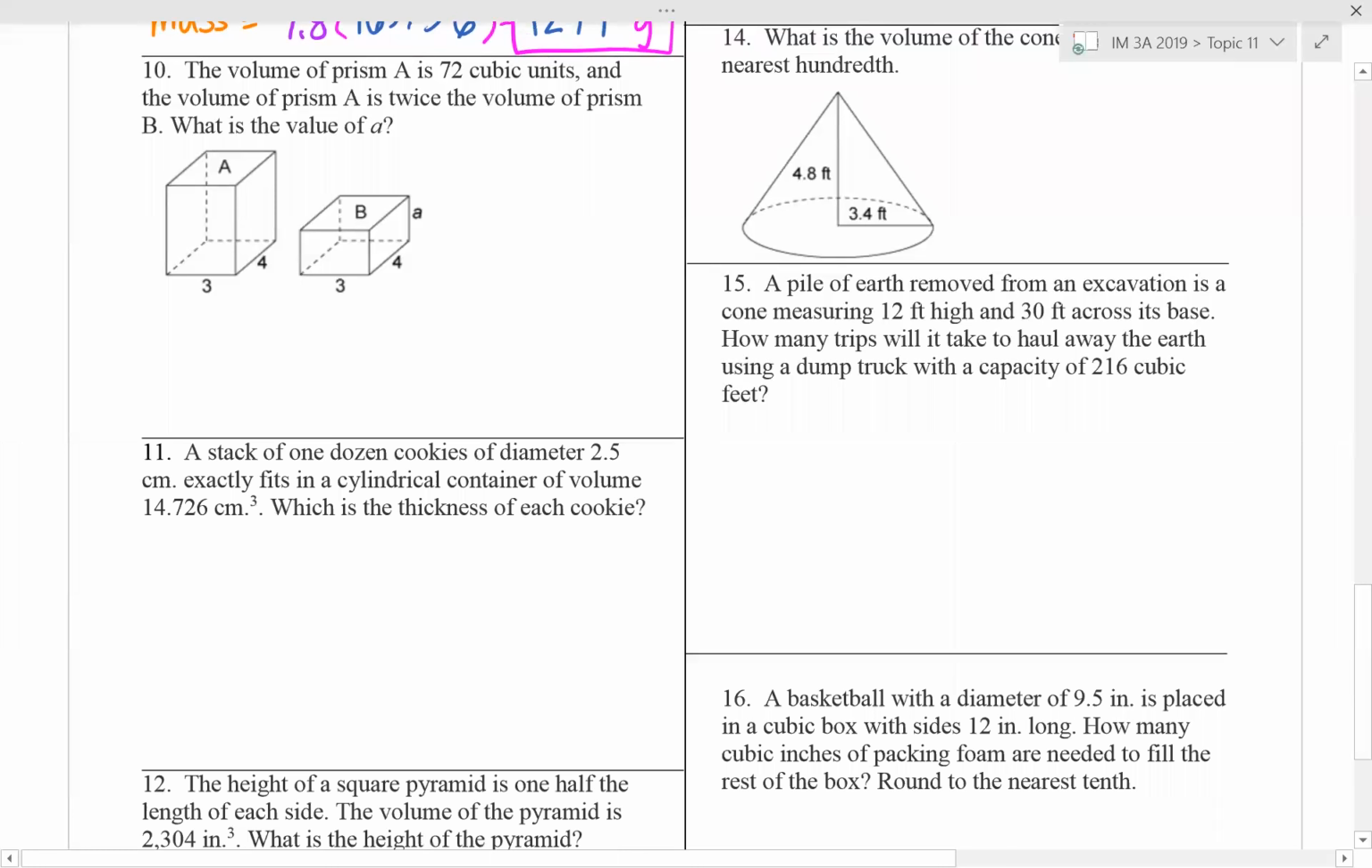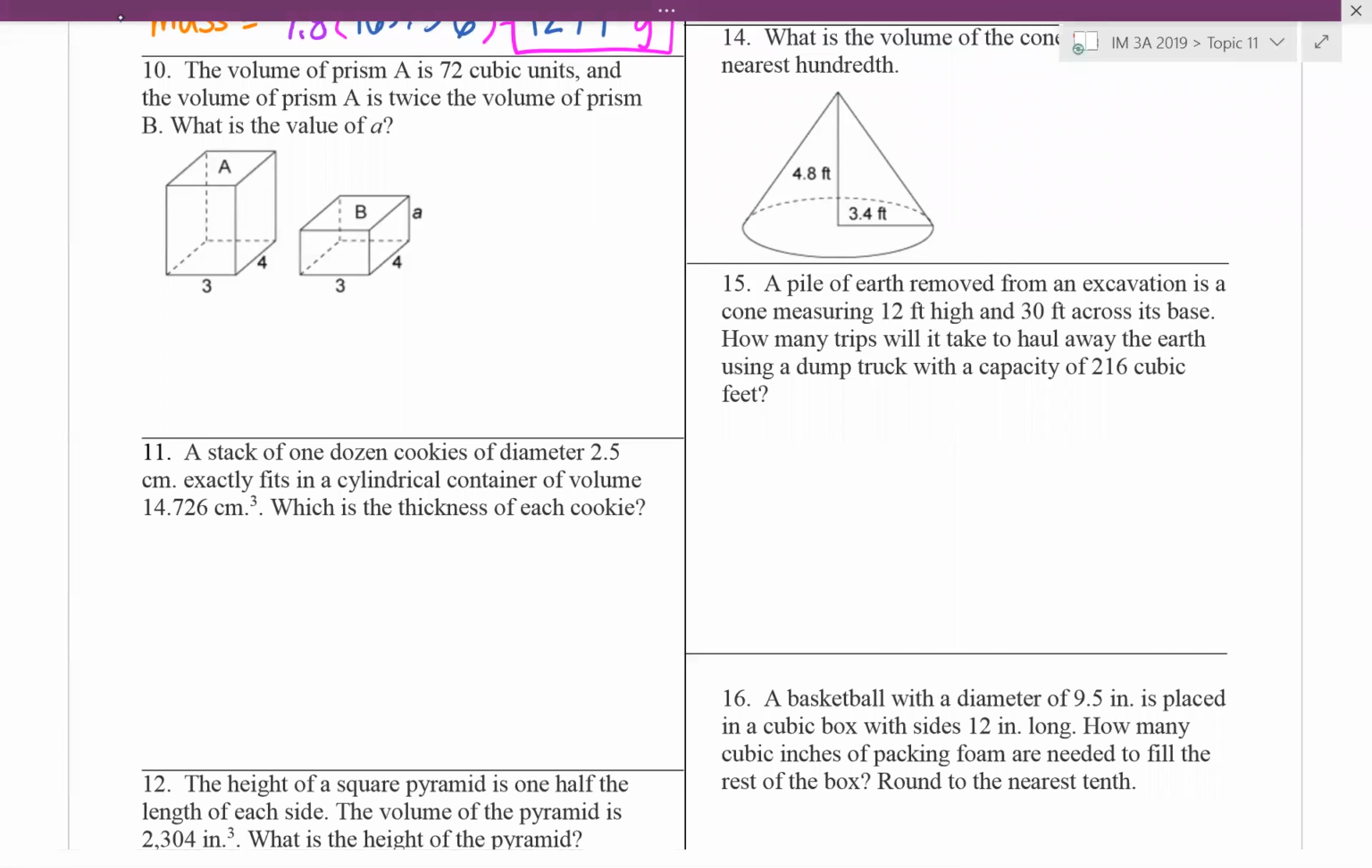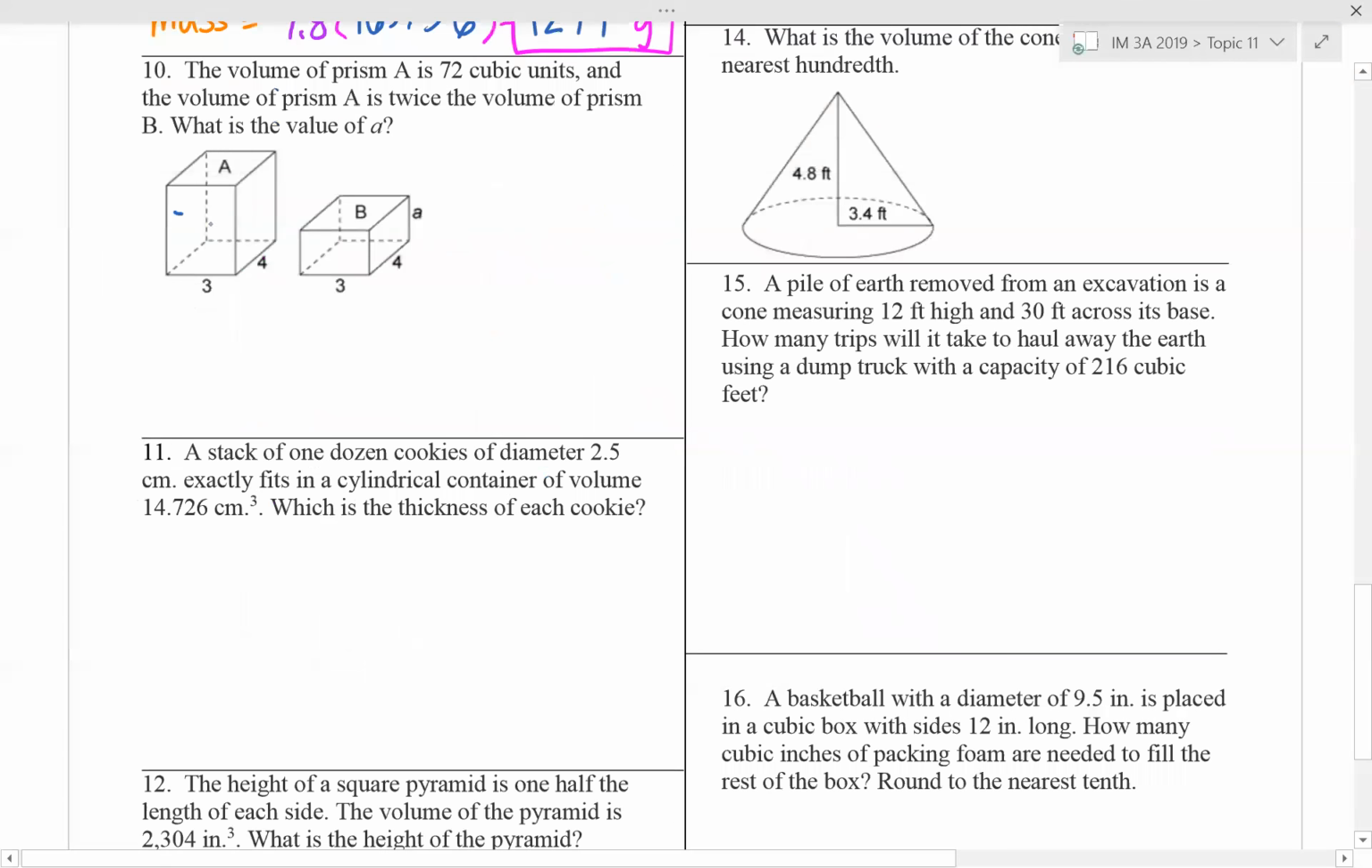The volume of prism A in number 10 is 72 cubic units. So they're telling us that this is 72 cubic units. And the volume of prism A is twice the volume of prism B. So that means that prism B's volume is 72 divided by 2, and so that's 36. It's asking us what is the value of A.